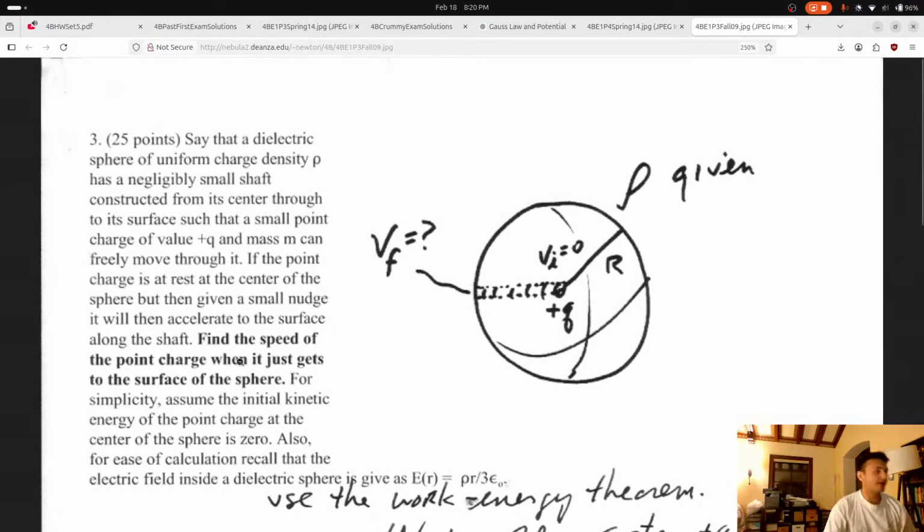Oh wait, and he gave you the electric field in the. I mean, bro, this problem is like. All right, I'm not even going to use that. I'm just going to do Gauss's law because it's easy. Let me see if I'm missing anything. Find the speed of the point charge when it gets to the surface. For simplicity, assume that the initial kinetic energy is 0. Man, this is an easy one, bro.